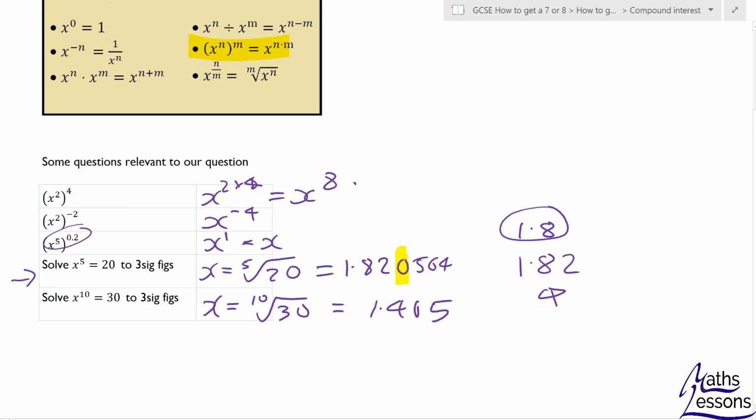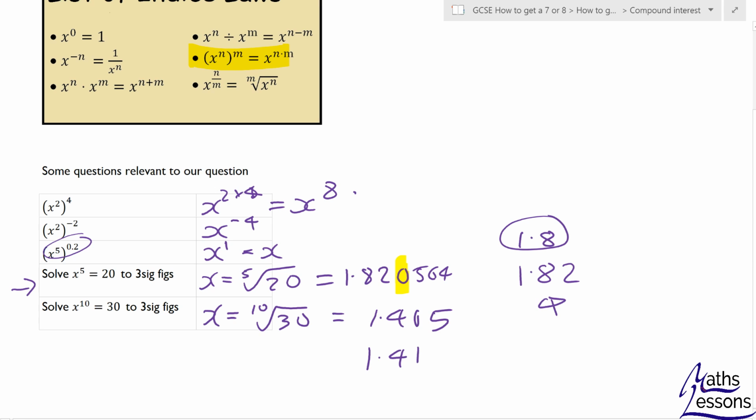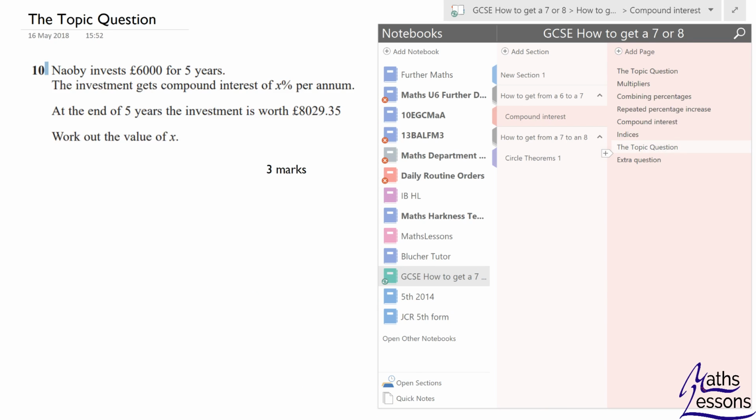It's 1.40. So we've got 1.405 to three significant figures is 1.41.